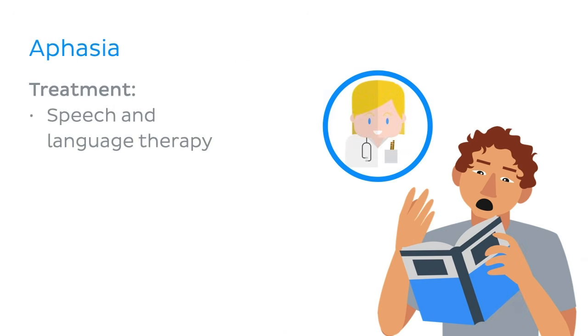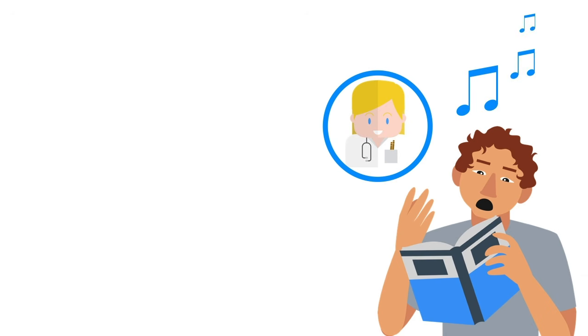Speech and language therapy is the main mode of treatment for people with aphasia. This aims to restore some of the individual's ability to communicate, as well as providing alternative methods of communication if required. For example, patients may find that they can communicate by singing instead of talking, as it uses a different area of our brain. That brings us to the end of this tutorial.